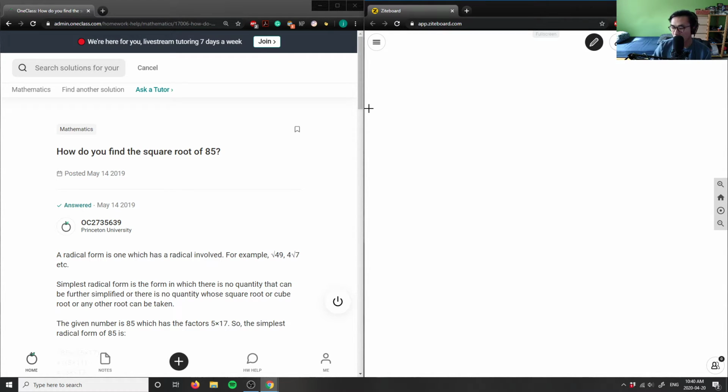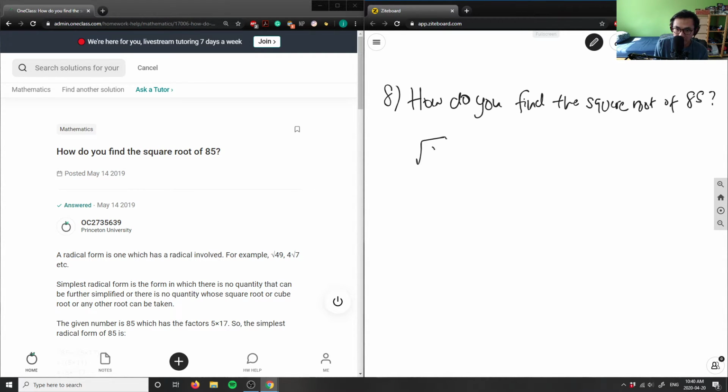So another radical question. How do you find the square root of 85 here? How do you find the value of, or how do you find the square root of 85? So again, we have 85, right? Square root of 85 here.